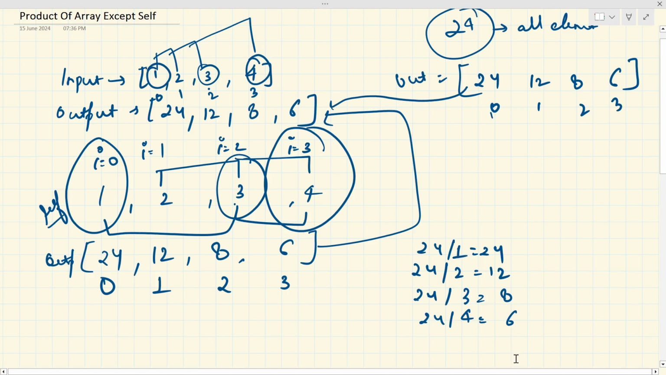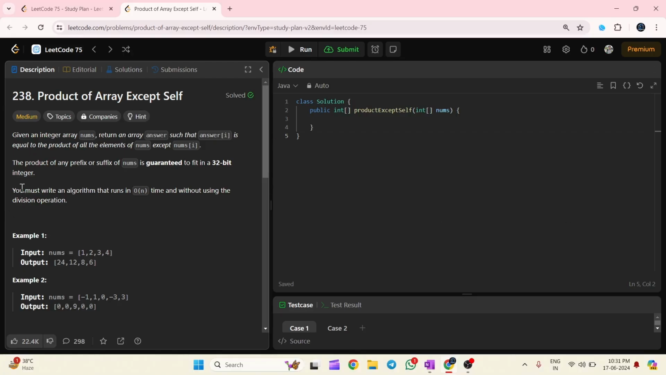So how can we solve this question? This is our problem again. We could simply use our brain and get an answer, but this answer is not acceptable because the question says that we are not going to perform the division operation. Then how can we solve this question? If you read the question very carefully, there is one more line written that you must write an algorithm that runs in O(n) time complexity.